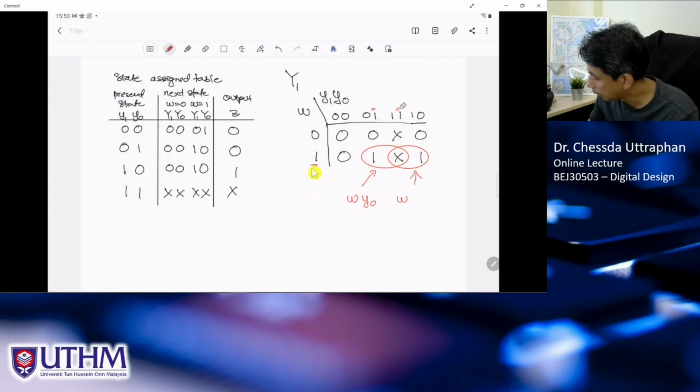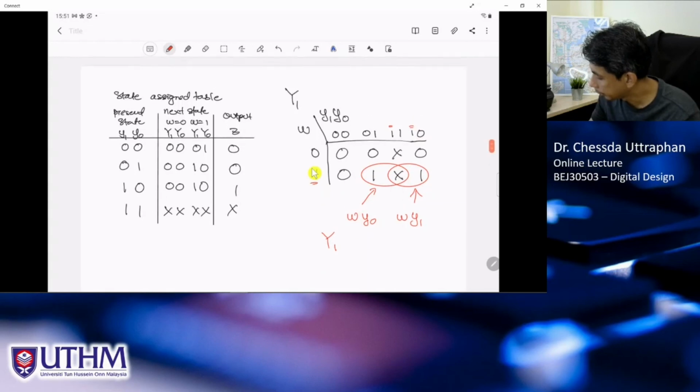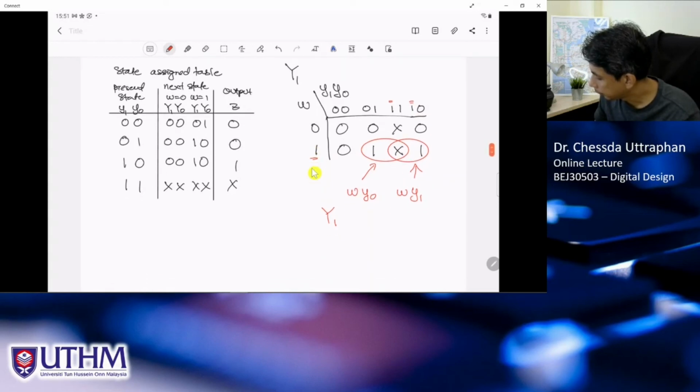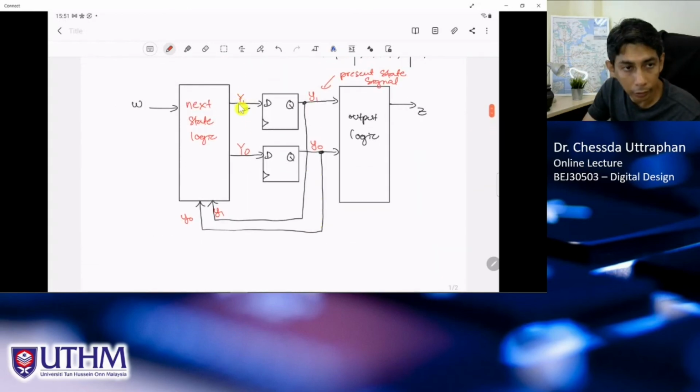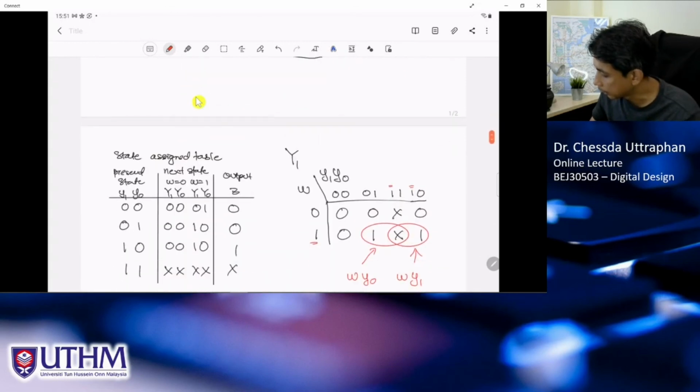And for this, still W. And here should be this one, which is y1. So definitely we will have Y1 equal to W y0 plus y1. So we already get the logic for here, which is this.